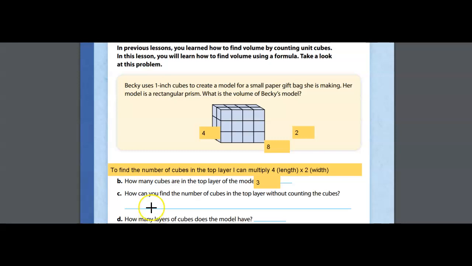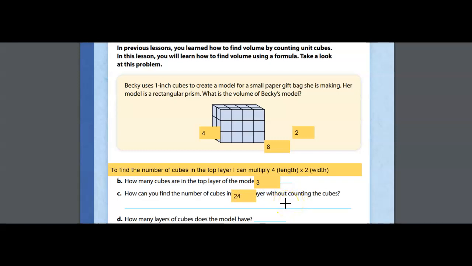Now, E asks us, how many cubes are in Becky's model? If we were to go based off of our previous lessons, we could have simply multiplied 8, which is the number of cubes on the top layer, by the amount of layers, 3. So I know that 8 times 3 is what, boys and girls? 8 times 3 is 24.